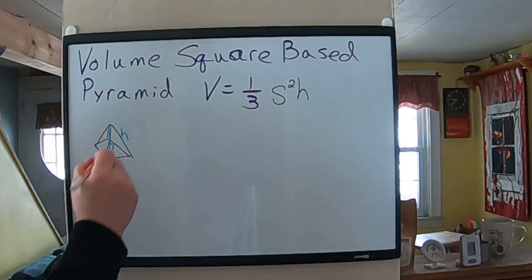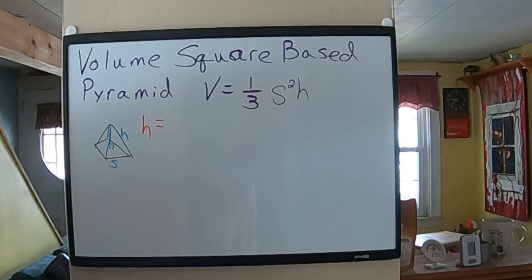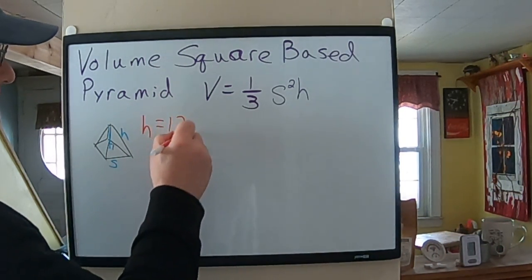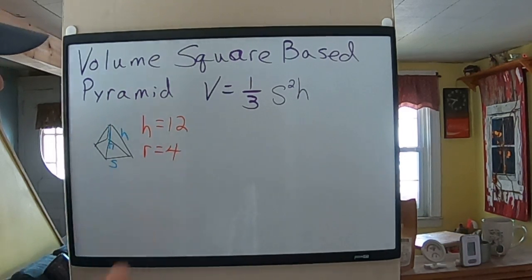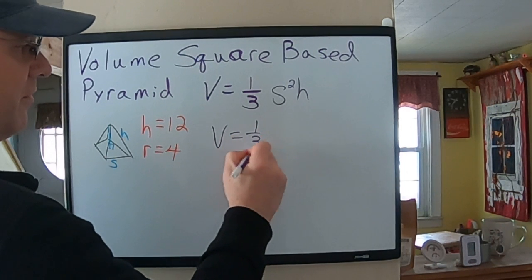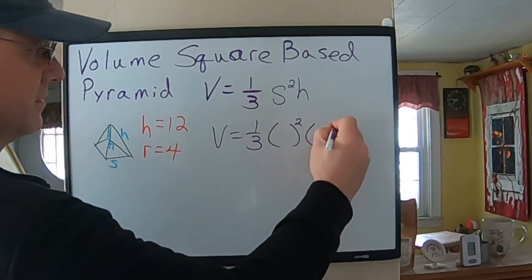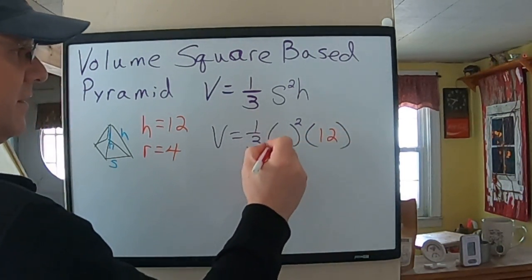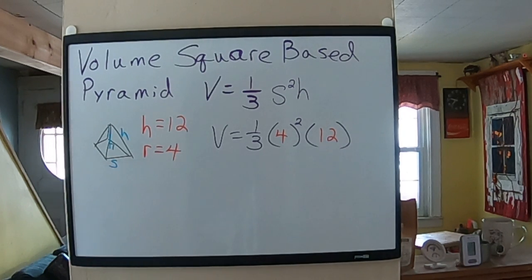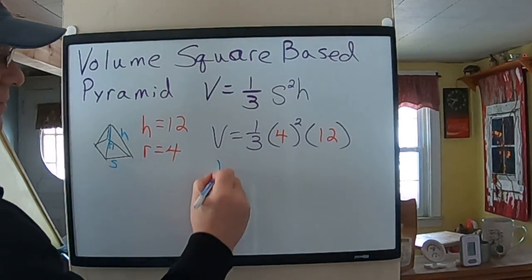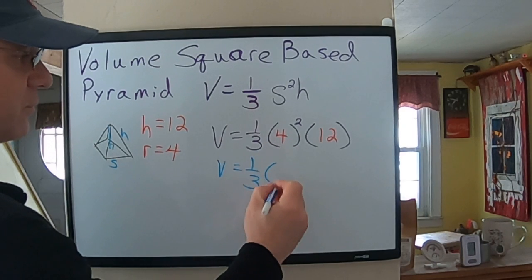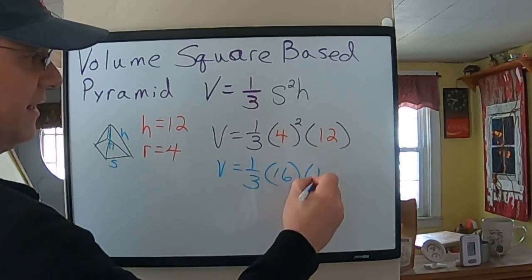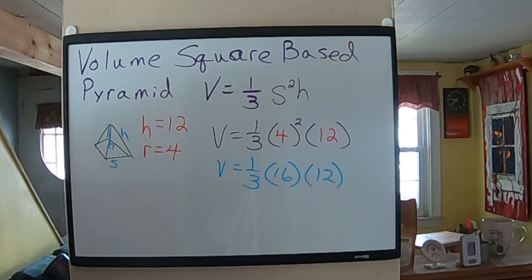So volume, if H were, let's see, I'm going to use 12 for height, and 4 for S, let's say. That's what we're working with, then volume equals 1/3 times S squared H. And we're going to fill in 12 for height and 4 for S. Now, when you're doing this calculation, we're going to square first because order of operations requires that. And then we'll do our multiplication.